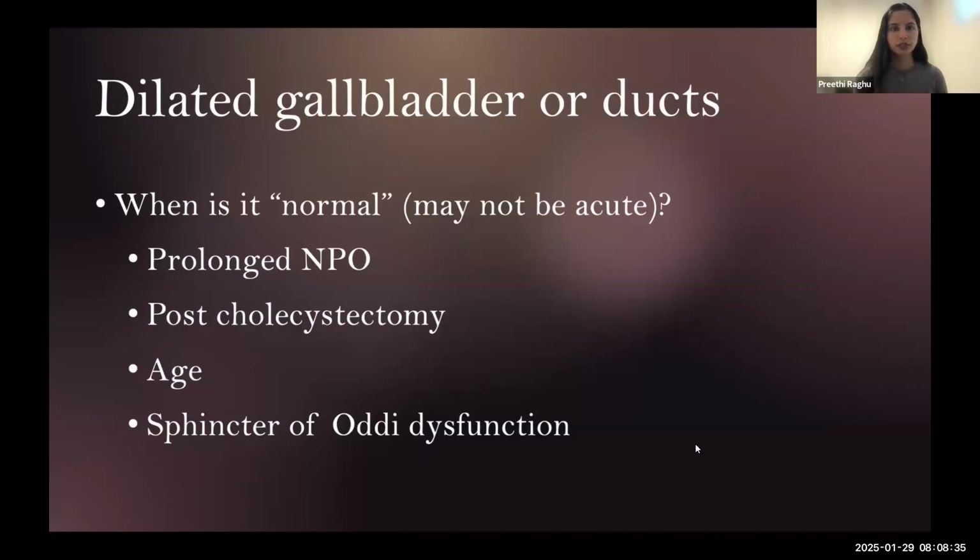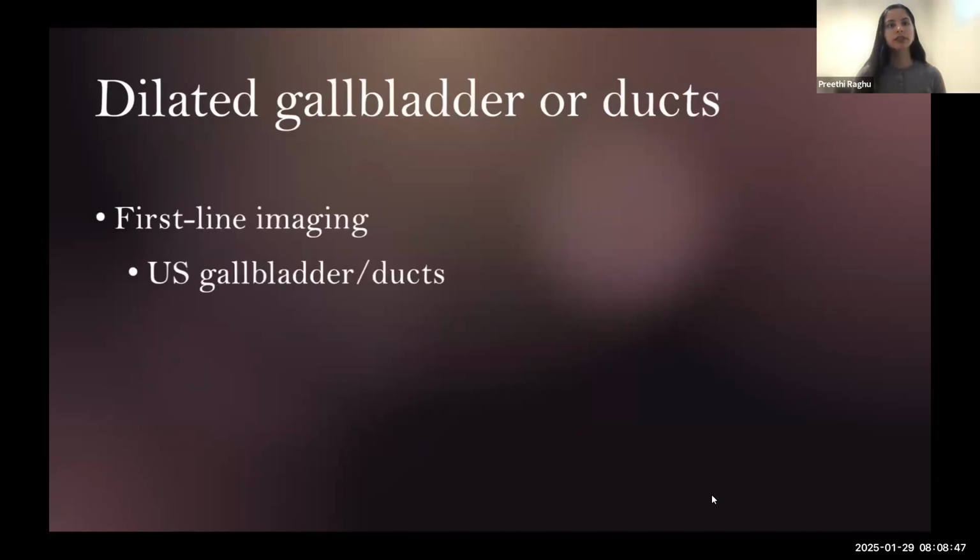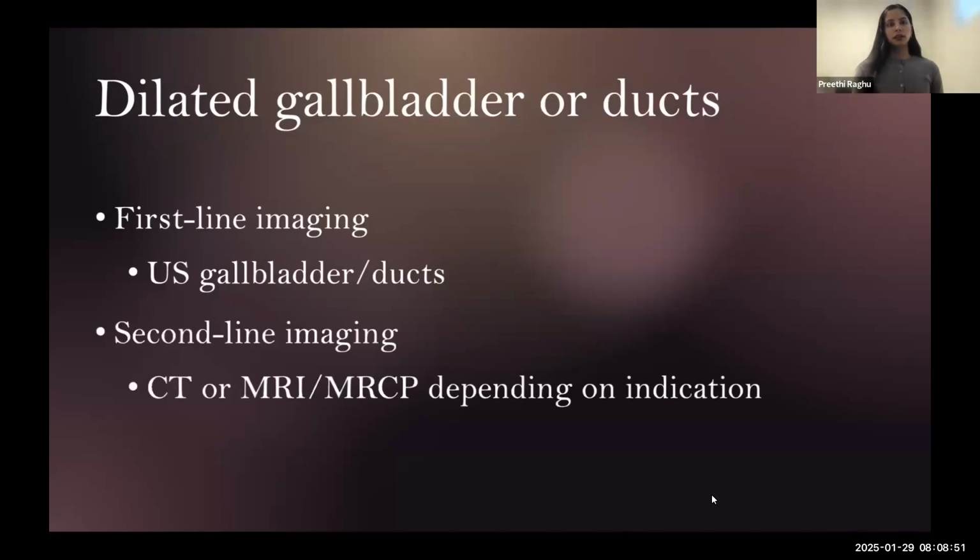And then sphincter of Oddi dysfunction, patients with chronic opiate use, they can also have sort of maybe not normal, but a chronic dilation of the ducts. So first line imaging, we typically start with ultrasound of the gallbladder and ducts, and really reserve CT or MRI or MRCP as second line, depending on what the indication is.